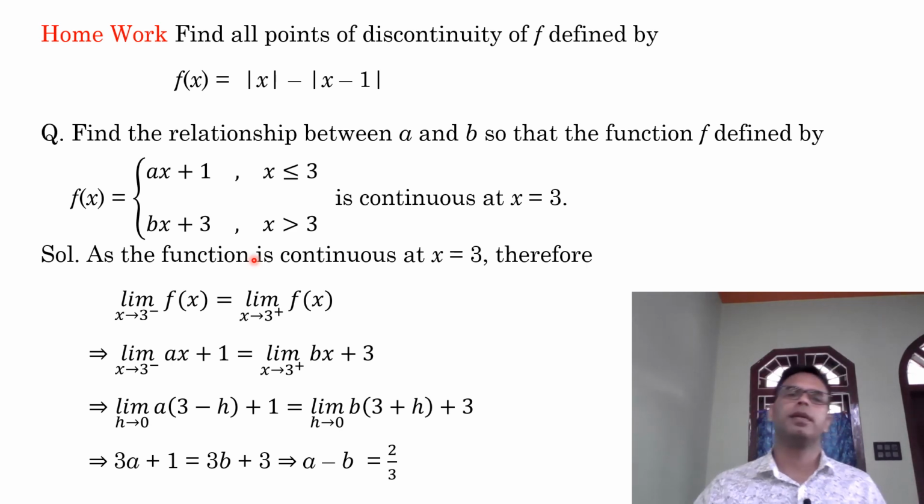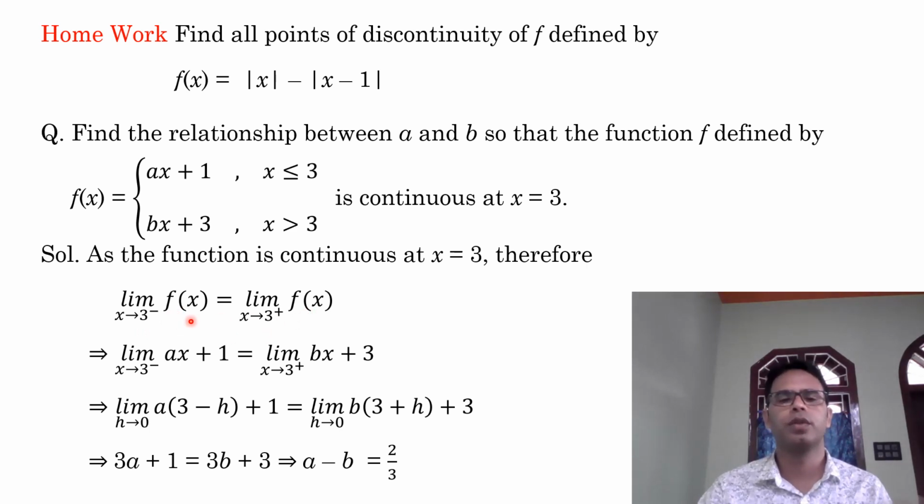It is a very simple question. As the function is continuous at x is equal to 3, already in the question it is given that x is equal to 3 is a point and it is continuous at that point. So by using the definition of continuity, because the function is continuous at x is equal to 3, therefore left limit and right limit must be equal. So we write limit x tends to 3 minus f(x) equals limit x tends to 3 plus f(x).